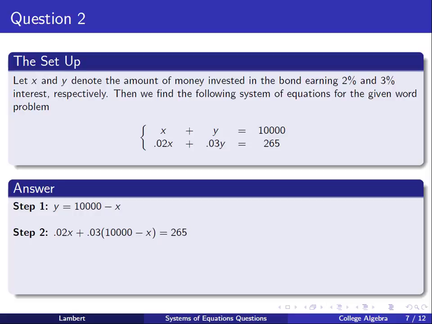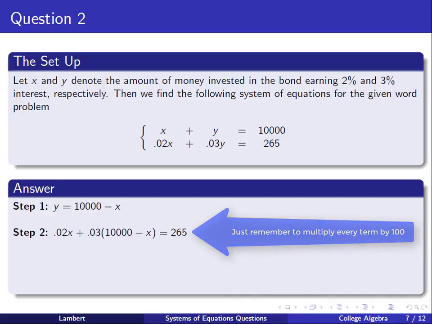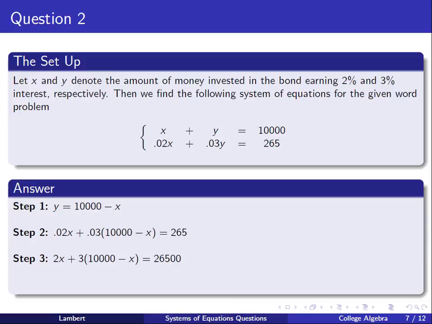But that looks like a nasty equation to solve for. However, there's a simple way to make it look a lot nicer. Anytime you see a decimal or a fraction of some sort, we can always multiply both sides of the equation to make it simpler on ourselves. And the way to make this simpler with it being a decimal is to multiply both sides by 100. Notice we need to do that to every term, so we get 2x plus 3 because 0.02 times 100 is 2 and 0.03 times 100 is 3, so it makes our lives a lot simpler. And then we just have to make sure that on the right hand side we multiply by 100, so we get 26,500.